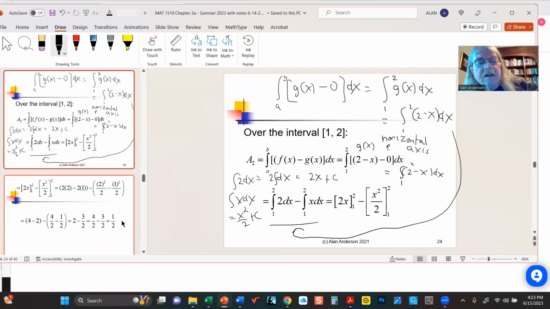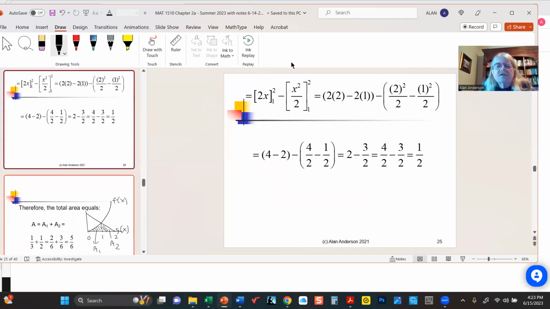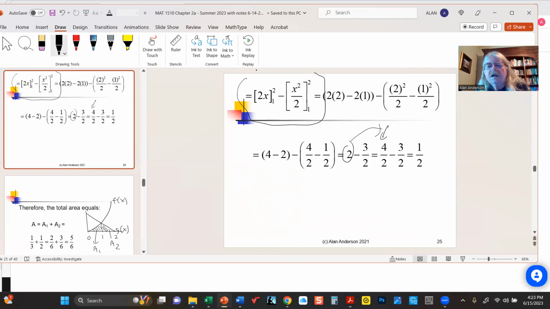Okay, so I've copied that into the next slide. So this is our starting point. What do we do here? All right, well, for the first one, we have 2 times 2 minus 2 times 1. In the parentheses here, we have 2 squared over 2 minus 1 squared over 2. So this reduces to 4 minus 2 minus 4 halves minus 1 half equals 2 minus 3 halves, or let's rewrite this as 4 halves. And so ultimately, area 2, the red area, is 1 half.